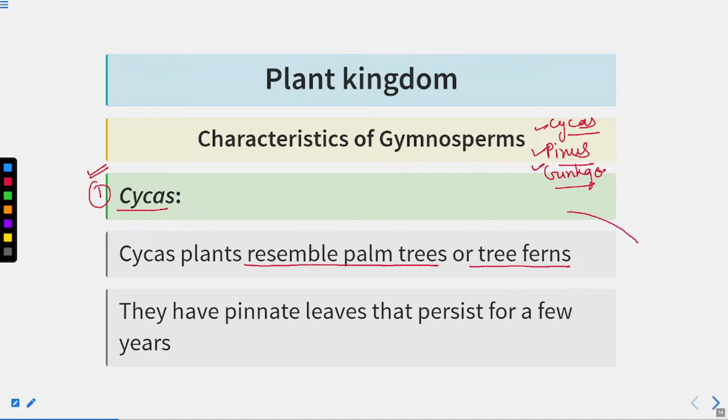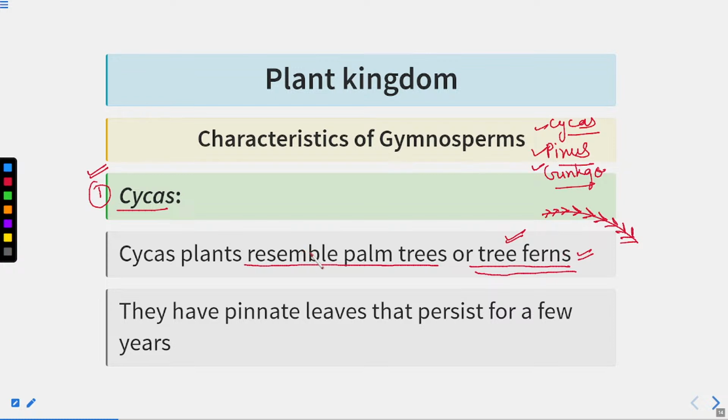Their leaves show the appearance of a palm tree. When you see this Cycas tree, it looks like a palm tree, or sometimes it also resembles the tree ferns. Their leaves are like fern. You have studied about the fern that belongs to the Pteridophyta, but they are very herbaceous type of plant. But this is quite hard. Their stem is quite hard, so they appear like tree ferns.